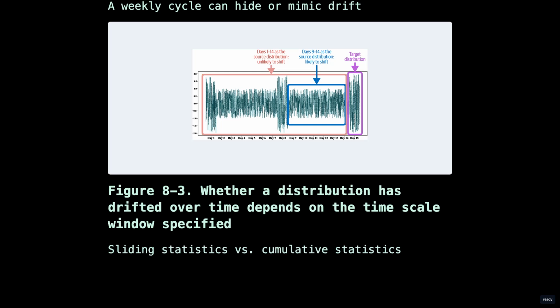Running statistics can be computed in two different ways. Sliding statistics isolate one window at a time, while cumulative statistics keep folding in older data, which can smooth away a real problem that happened recently.